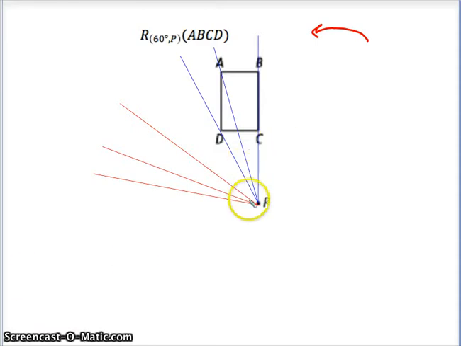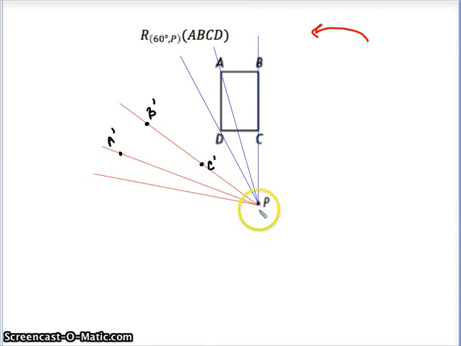The next step is to measure the distance from P to each one of your vertices. So I'm going to measure from P to C, and then measure that same distance on my rotated line. It looks like about right here. That is the point C prime. I'll do the same with B, and this looks like B prime. I'll measure the distance from P to A. It's way out there. I'll measure that same distance here. All right, this looks like A prime.